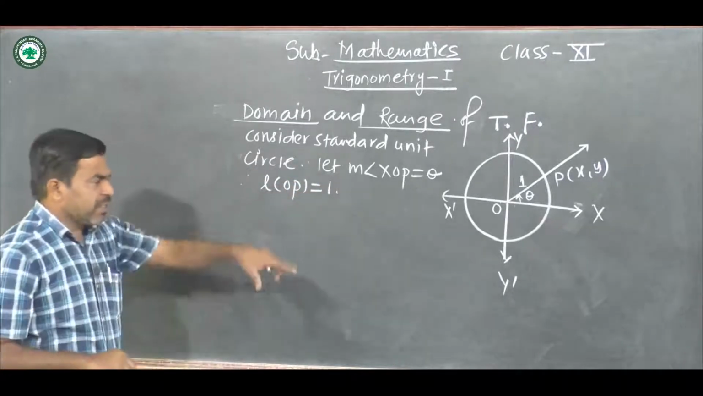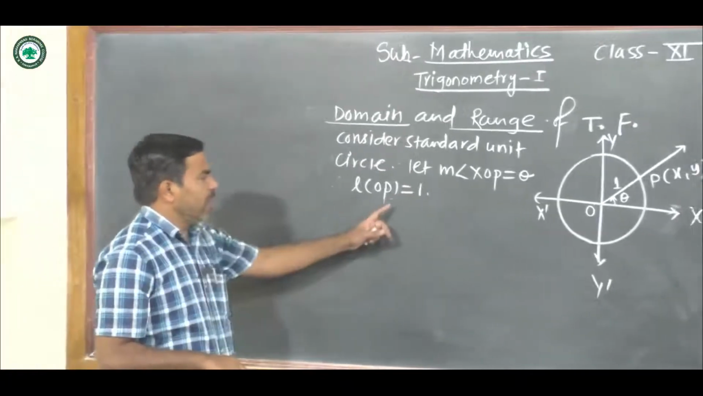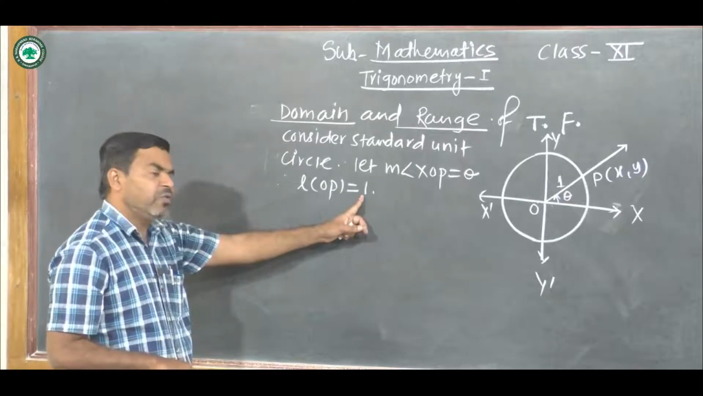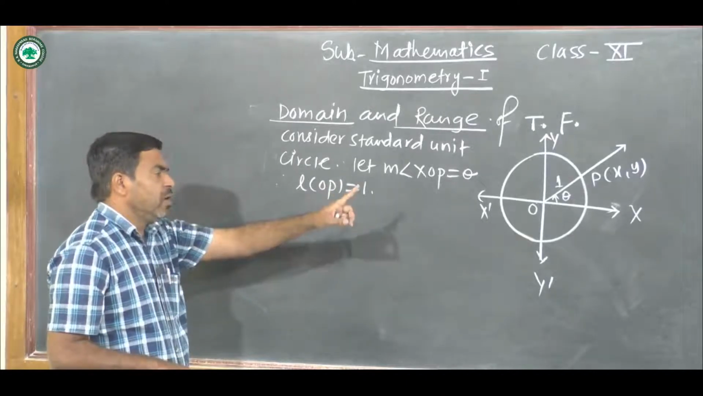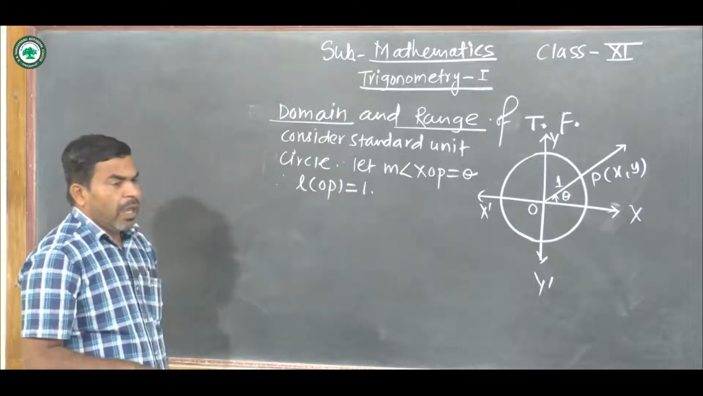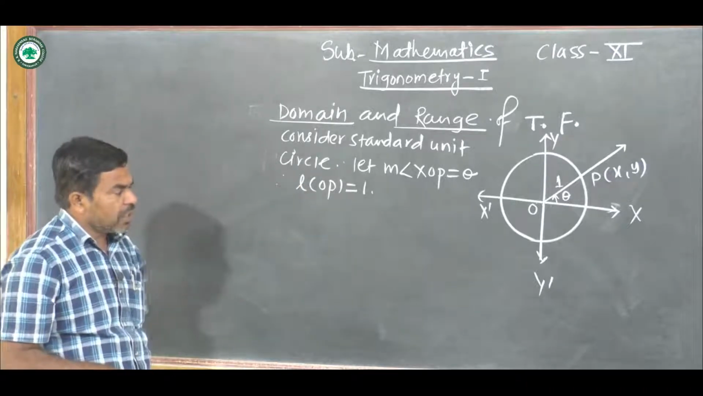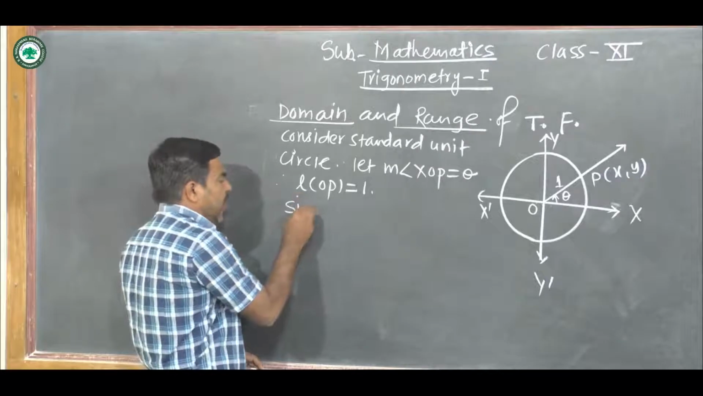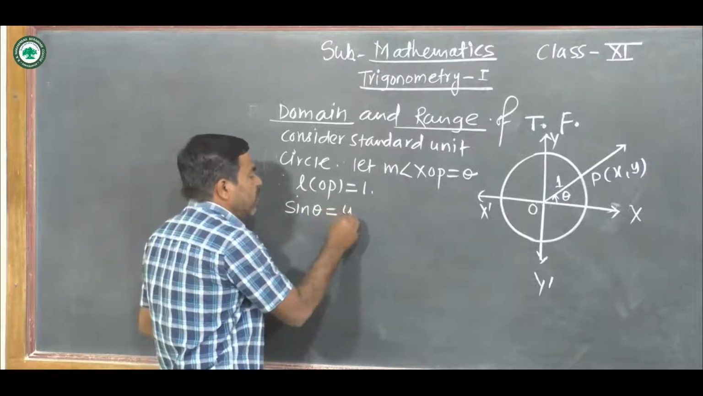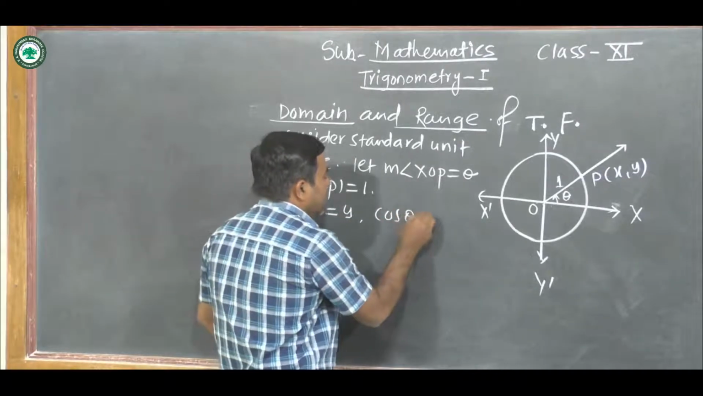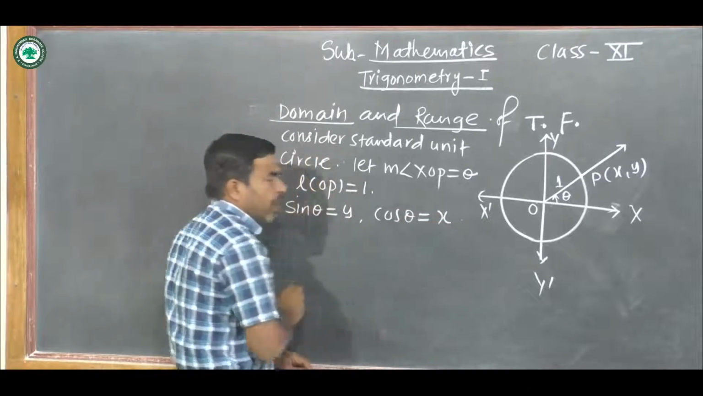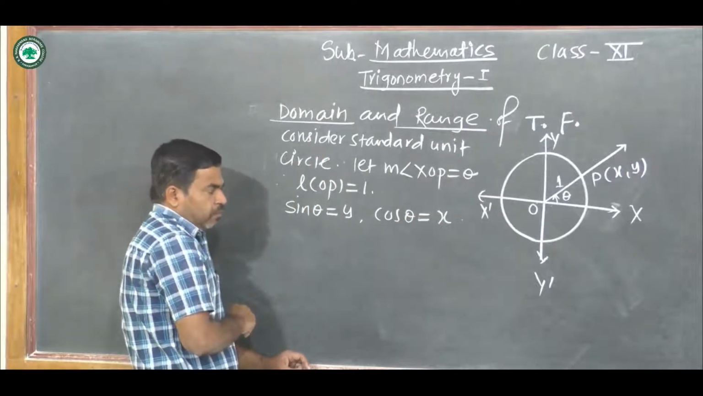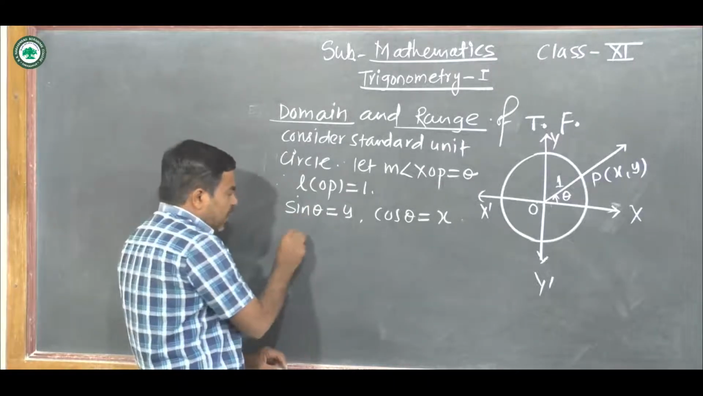If this is the standard unit circle, the value of R is 1. Length of OP is equal to 1, means length of OP is R. So R is 1 here. And by the definition of trigonometric functions, we know that sine theta is equal to y and cos theta is equal to x. So length of OP is equal to 1.